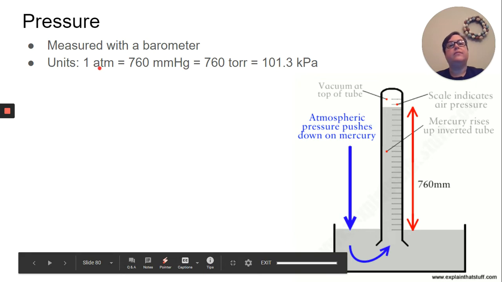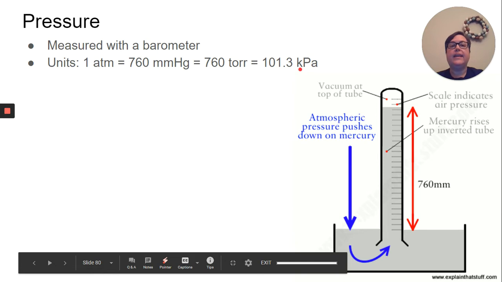So instead of having to deal with very large numbers, we can convert that to ATM and it'd be a nice, neat unit. Torr is named after the chemist Torricelli, who did a lot of experiments with pressure. So he's honored by giving him the unit torr. Now, torr and millimeters of mercury are the exact same thing. So in that case, we can just erase the letters and change the unit, but the numbers would remain the same. Our last unit is kilopascals.